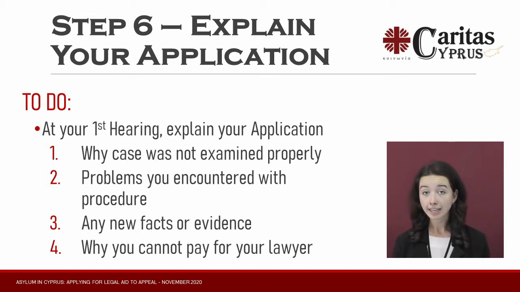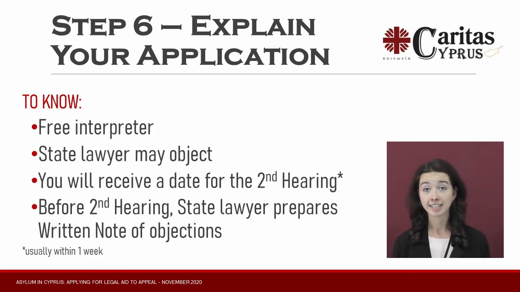Step 6. At the first hearing, you must explain to the judge the reasons for making the legal aid application. So like you explained in the application form, you need to say the reasons why you want to appeal, any problems you might have had with procedure, any new evidence or additional information you want to add, and again, why you cannot afford to pay for a lawyer yourself. During the first hearing, an interpreter will assist you to speak with the judge. Again, this will be provided free of charge.